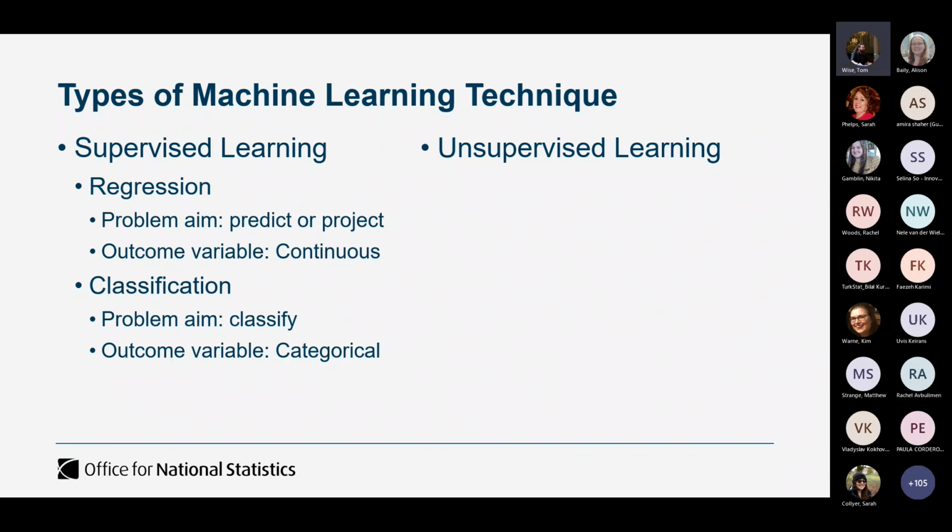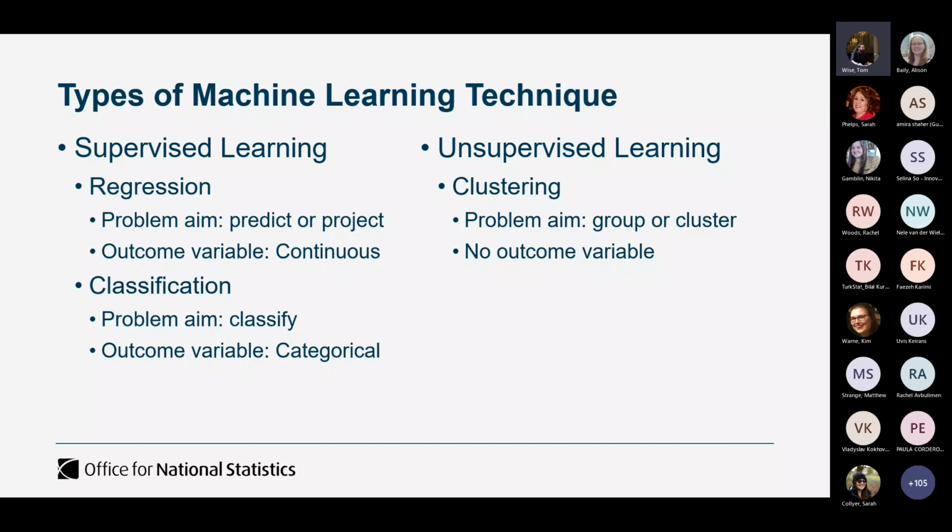By contrast, when we talk about unsupervised machine learning, we're talking more about clustering. And the aim of this problem is to group or cluster the results. And there is no outcome variable here necessarily, in the sense that we are looking to explore what's going on with the data, not necessarily find a result or work out a result of what's going on.